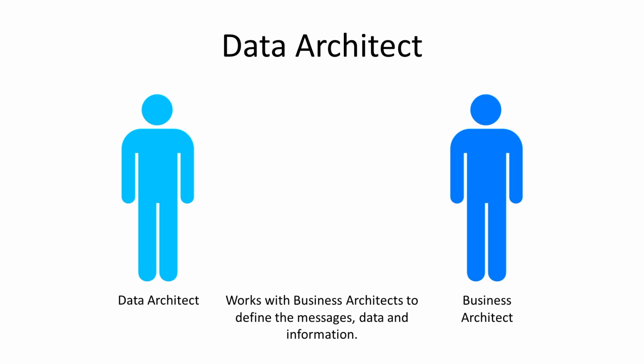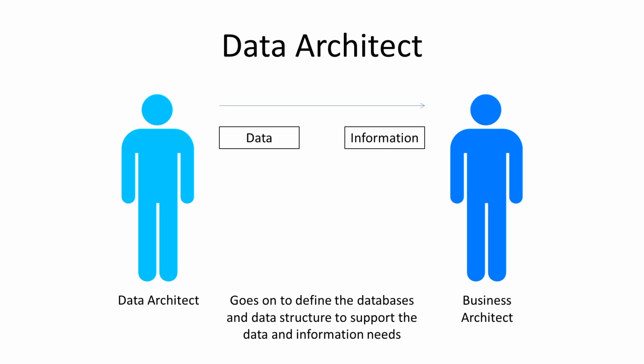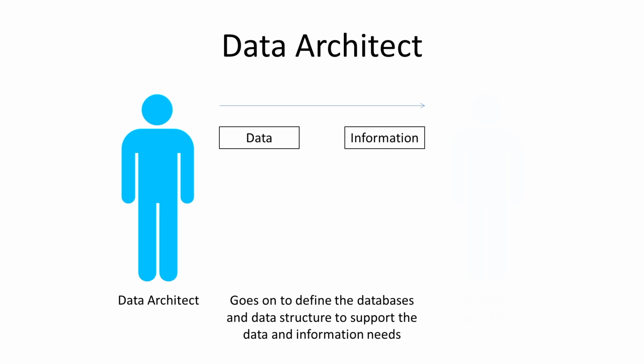As the business architecture is developed, a data architect will work with the business architects to define the data that is used. That includes messages that go between the processes and procedures, any data that is used during the course of a process, and any information that is needed in order for the process to succeed. The data architect will use that work to move on to define any databases and the data structure to support both the data and information needs of the business architecture.